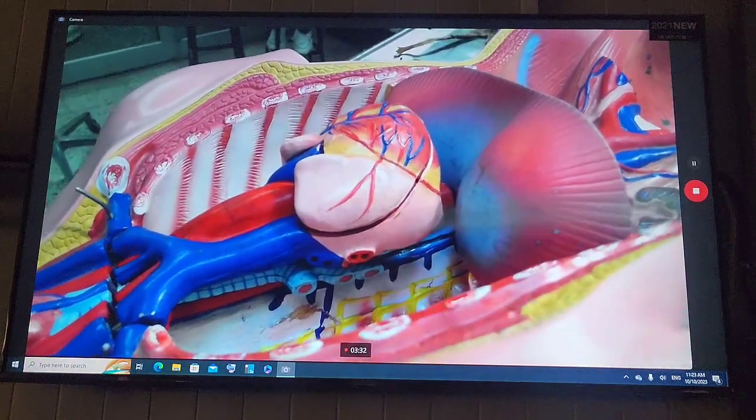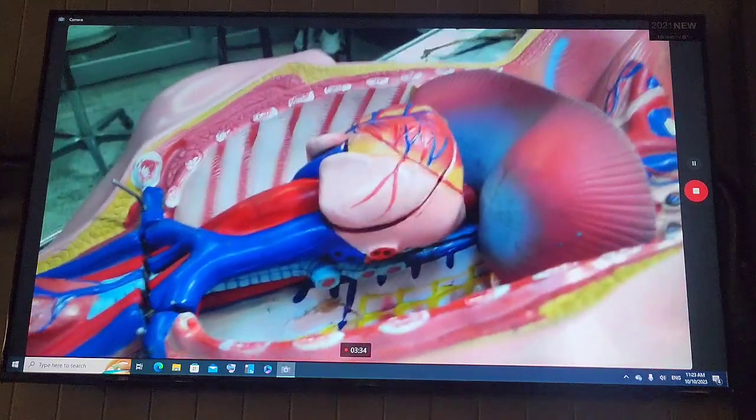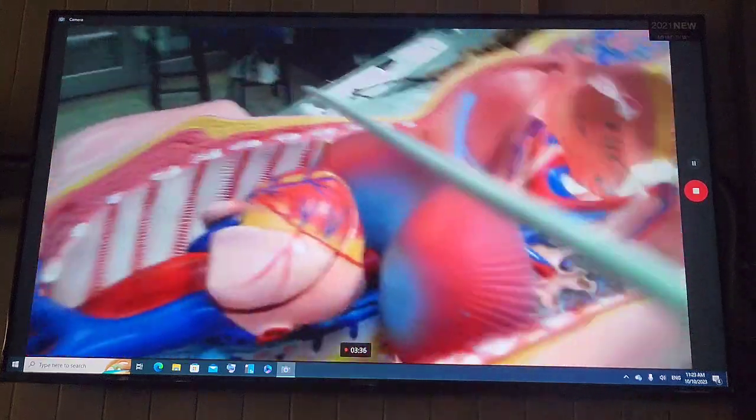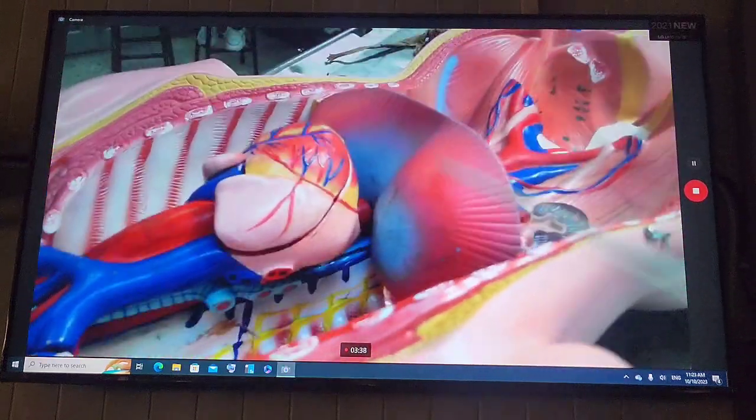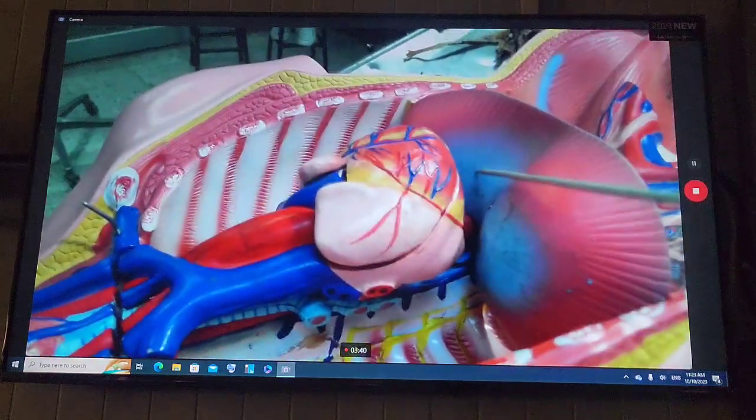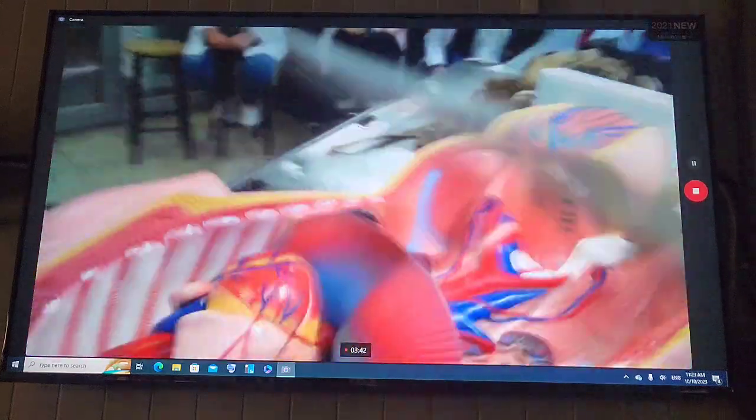So, if I remove the heart in this sample, of course, I don't need to say this is a diaphragm, please, this is the central tendon of the diaphragm. I will remove the heart.